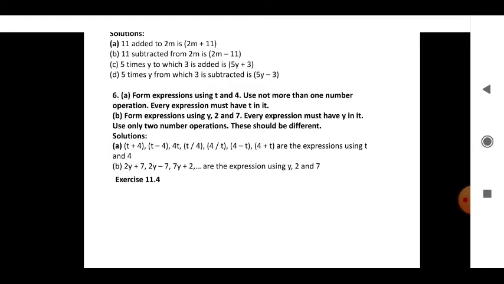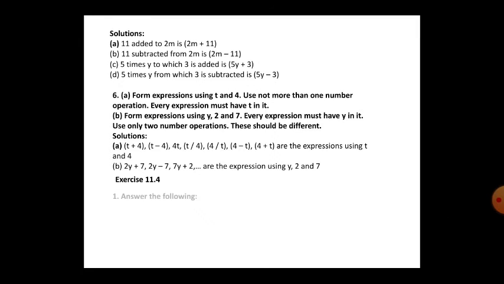So t plus 4, t minus 4: here only one operation is used, addition; and in t minus 4 only subtraction. 4t, t by 4, 4 by t, 4 minus t, 4 plus t. These are the expressions. Next question, same thing: y, 2 and 7 you have to express. So 2y plus 7, 2y minus 7, 7y plus 2. So many expressions you can write.